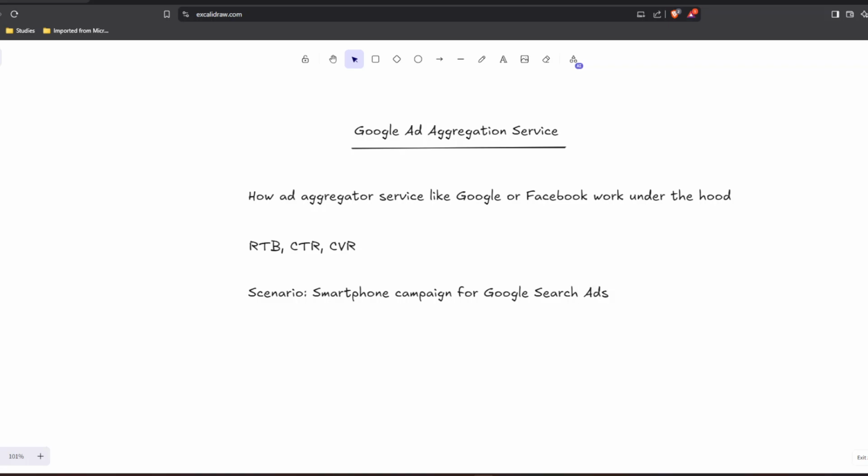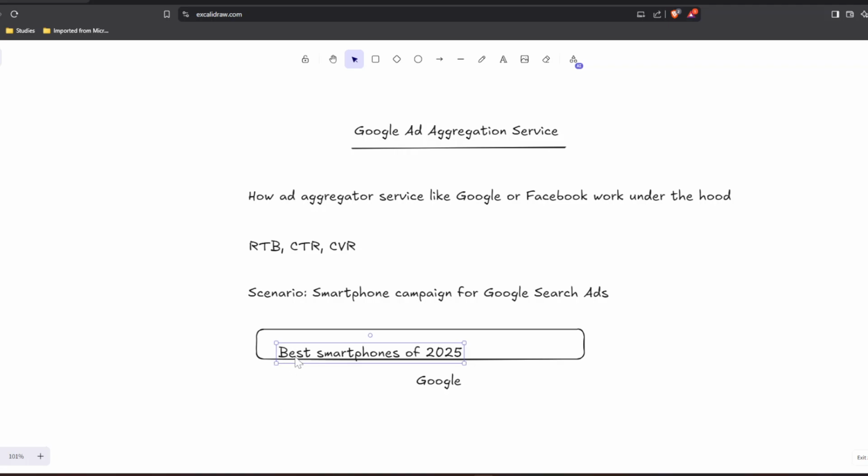Suppose somebody in the Google search box is writing something like best smartphones of 2025. The moment you search this, you will see that a number of ads are also coming alongside, and there are some articles. So who controls this ad, and how are these ads coming onto your web page? That is the primary point of discussion.